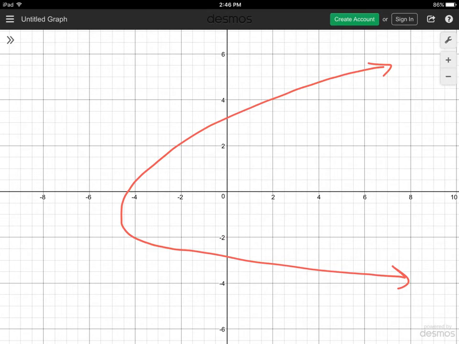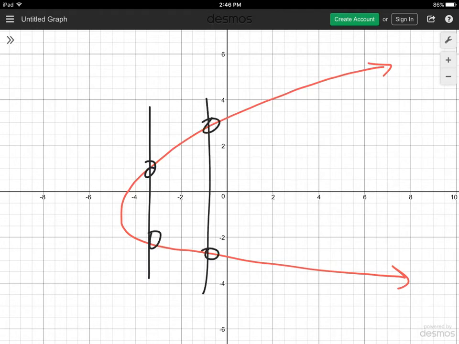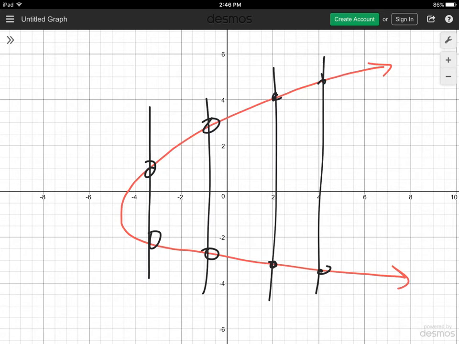And just to make the point about the vertical line test, this is not a function because when you drag your vertical line, all over the place you're getting more than one place where it's crossing the red line. So this fails the vertical line test, and so this is not a function.